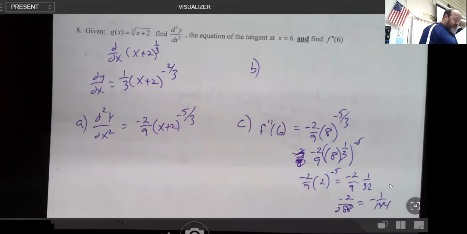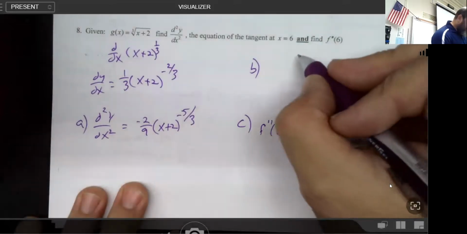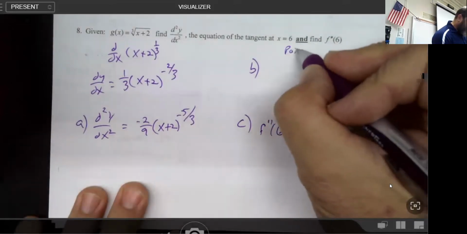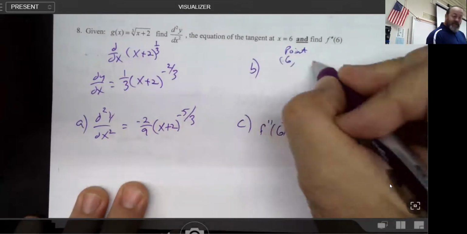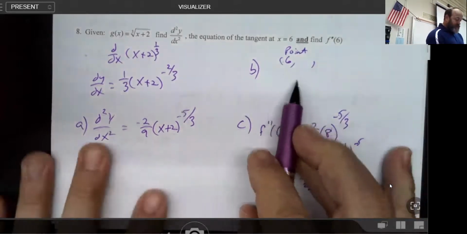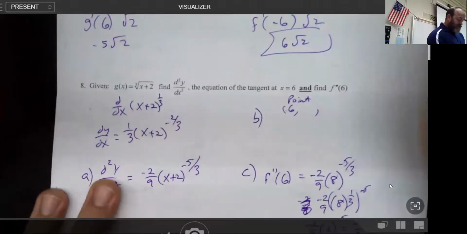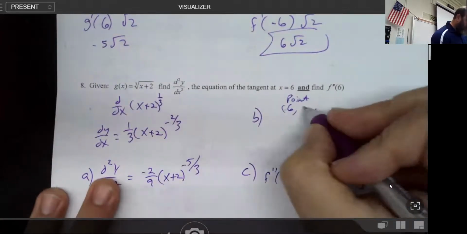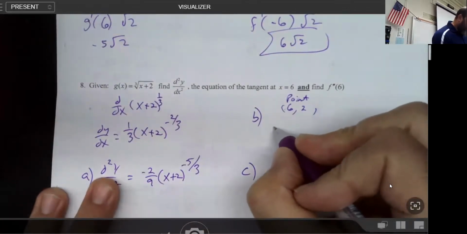Now, as far as finding the equation of the tangent at x equals 6, the first thing I need to know is what happens at x equals 6. So what was the point at x equals 6? If I plug 6 into the original problem, of course, 6 plus 2 is 8. The cube root of 8 is 2. So I've got the coordinate 6, 2.